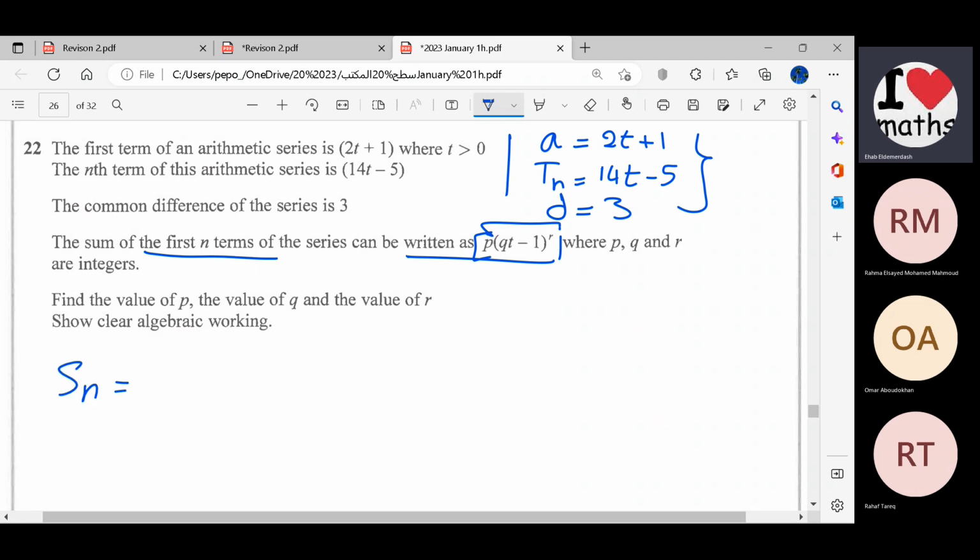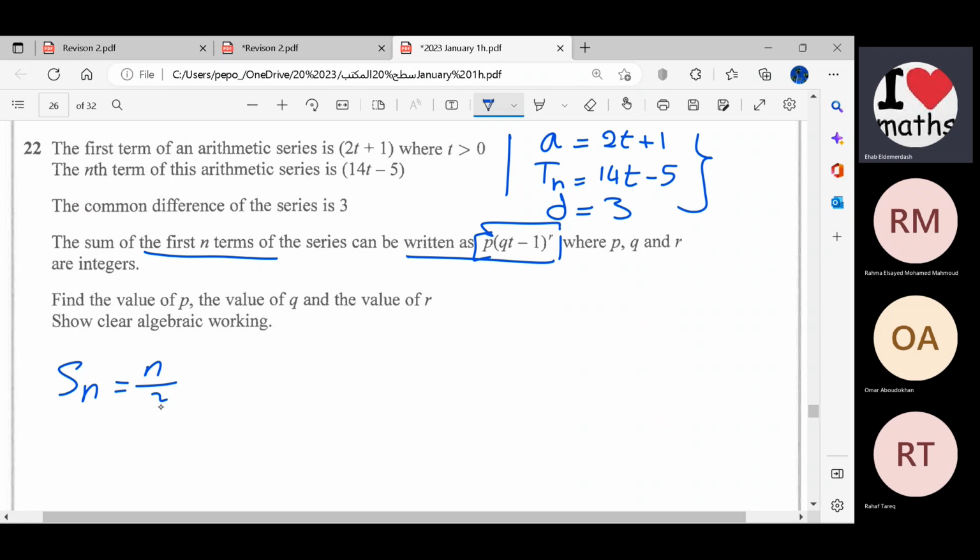Wait. No, let's try the formula, Anas. Sn, which is n over 2. What should I do with this guy? I know this. n over 2.